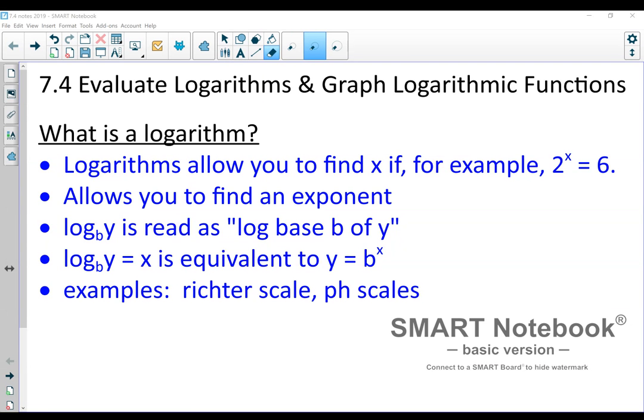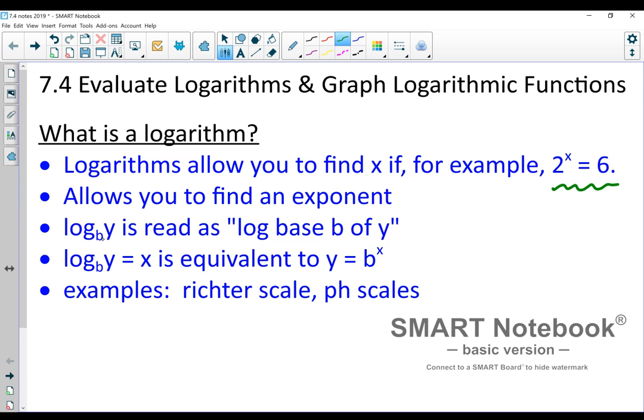This is Algebra 2, Lesson 7.4, Evaluate Logarithms and Graph Logarithmic Functions. So first we really need to develop the idea of what is a logarithm. Logarithms allow you to find exponents. So if I have a problem that is 2 raised to the x power equals 6, it gives me the way to figure out that x.